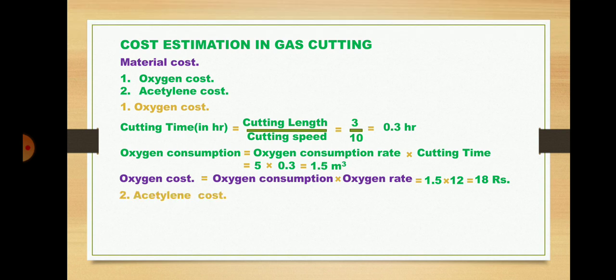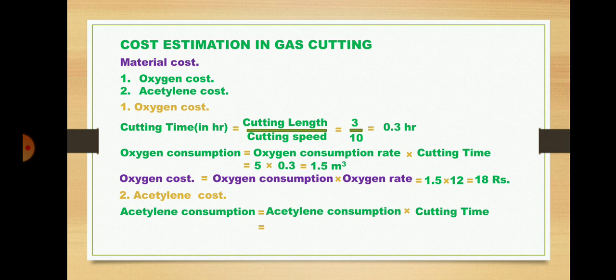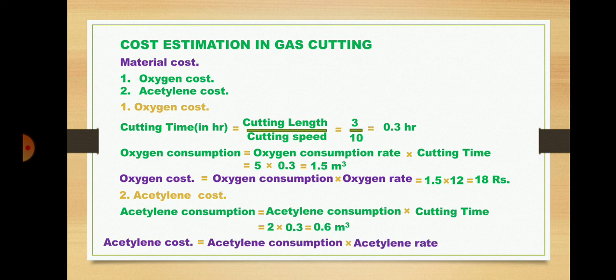In the same way, acetylene cost. For that we have to find acetylene consumption. Acetylene consumption equals acetylene consumption in meter cube per hour into cutting time. Acetylene consumption rate is 2 meter cube per hour into cutting time 0.3, so it is equal to 0.6 meter cube. Now acetylene cost equals acetylene consumption into acetylene rate. The acetylene consumption is 0.6 and the acetylene rate is 30 rupees, so it is equal to 18 rupees.